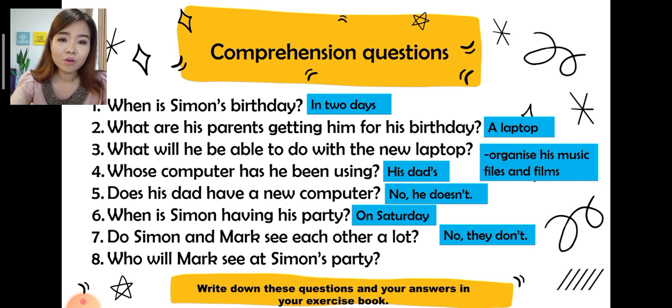And number 8, who will Mark see at Simon's party? His old friends. Okay? If you got it right, congratulations. But if you did not, you can always refer to Simon's email and try to find the answers there. Okay?